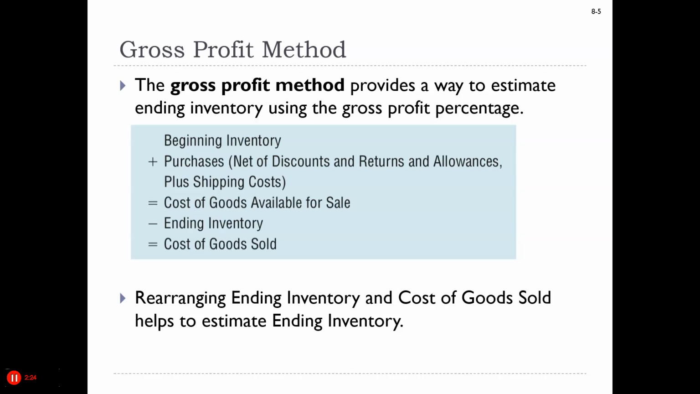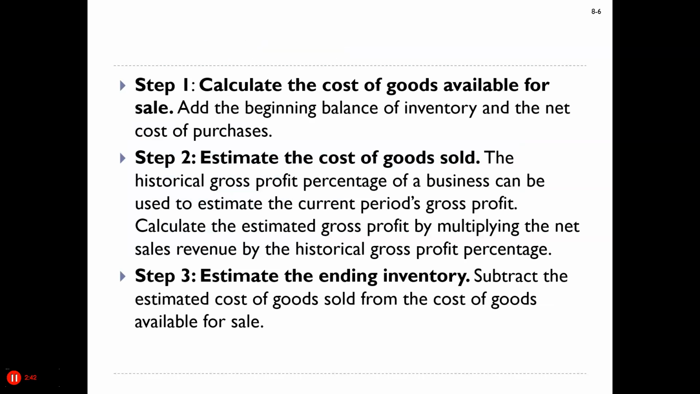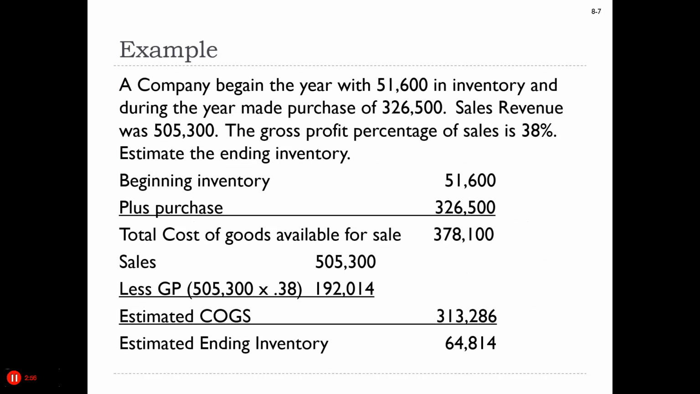So what we're going to do is start with beginning inventory plus our purchases, which equals our cost of goods available for sale. And then we're going to estimate our cost of goods sold, subtract that out, and get our ending inventory. So first we're going to calculate the cost of goods available for sale. Then we're going to estimate the cost of goods sold, and then we're going to be able to get our ending inventory. So now we'll walk through a little example.